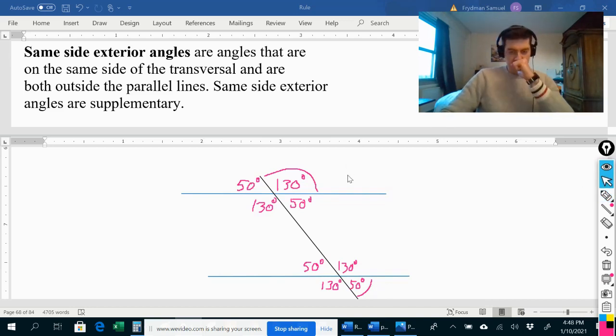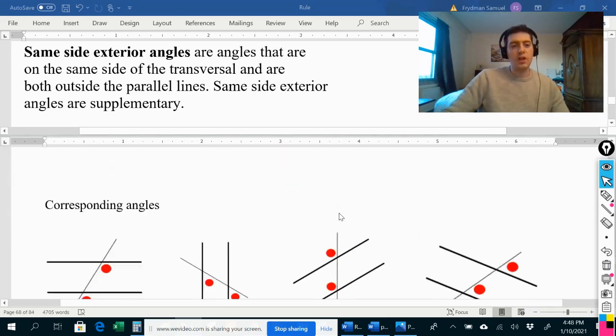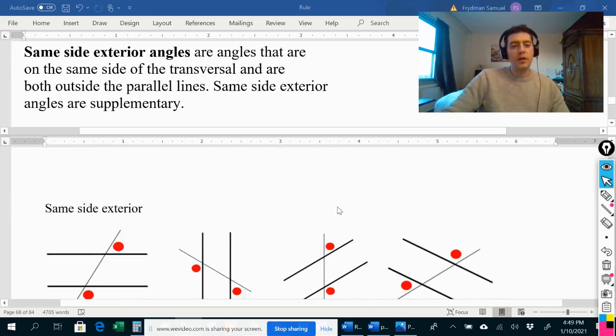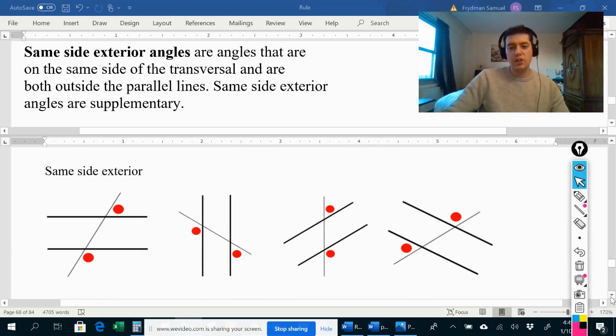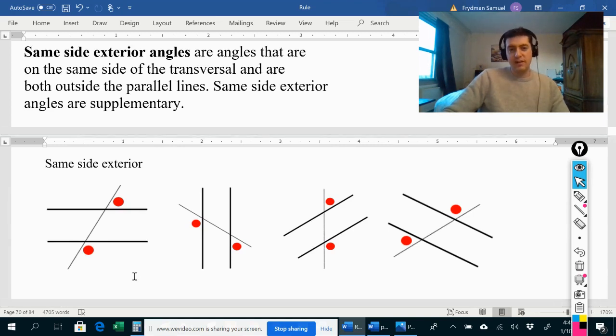And to end the video, as you guessed, I'm just going to show you a quick picture of same side exterior angles. So you can go ahead and pause the video and convince yourself that all of these are on the same side of the transversal and they are all outside of the parallel lines.